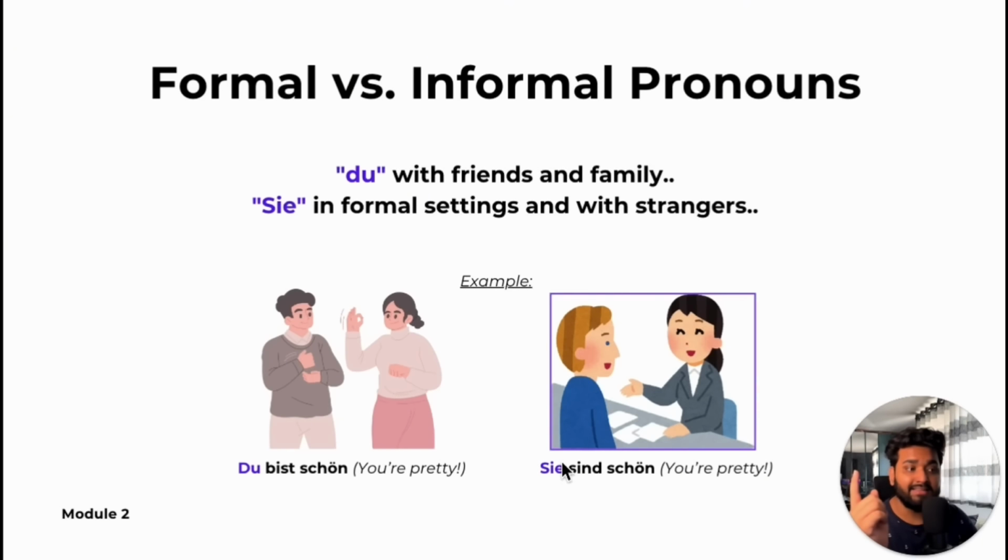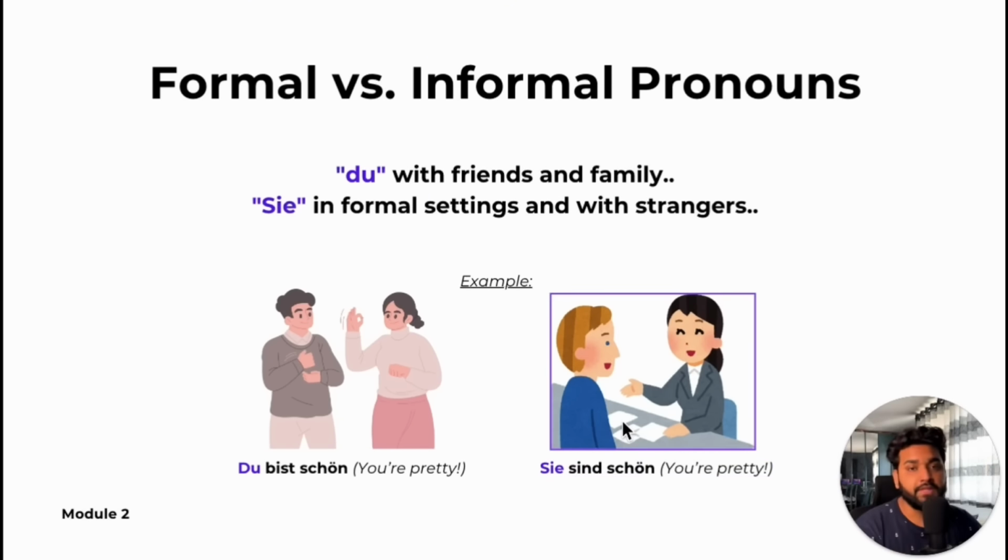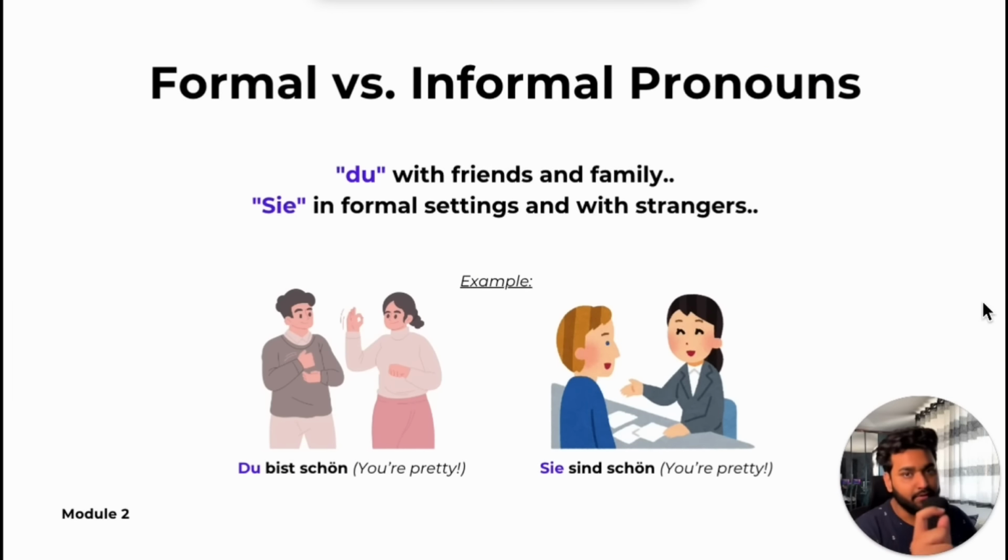On the other hand, sie sind schön, you are pretty. You will use this sie when you are in a formal conversation or you are talking with someone you don't know. So that's the basic difference between formal and informal pronouns. Let's see how you use pronouns in practical sentences.